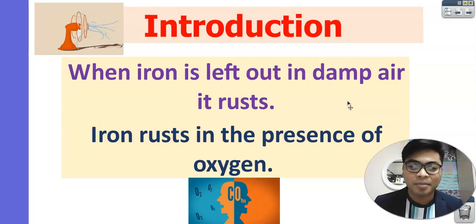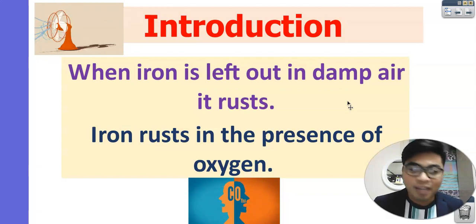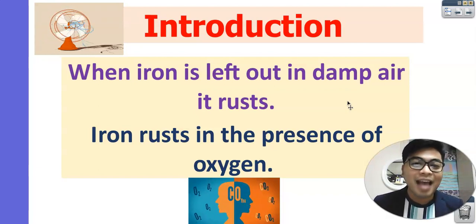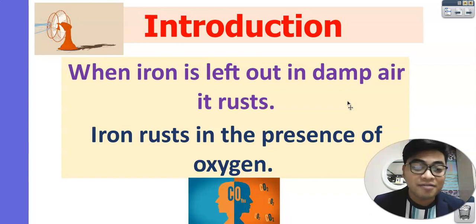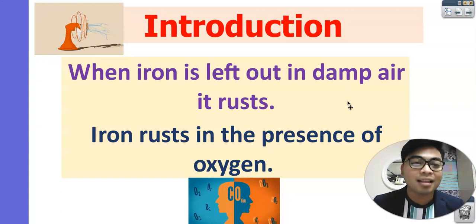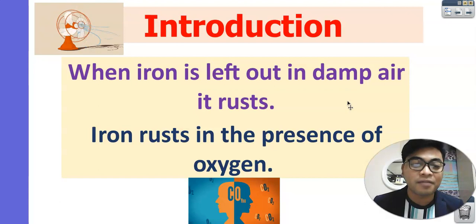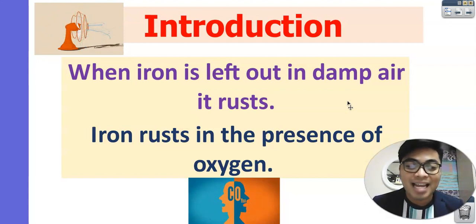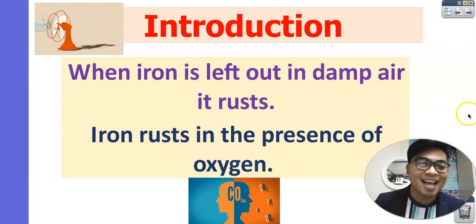So just a very brief insight about iron. Everyone notices that when iron is left out in damp air, most especially if it's raining or the air is moist, it turns into something different. There's a discoloration happening, and we call that rust. We're going to identify what makes up rust, what chemical reaction leads to the formation of rust, and what element is needed in its formation. Are you ready? Let's go.